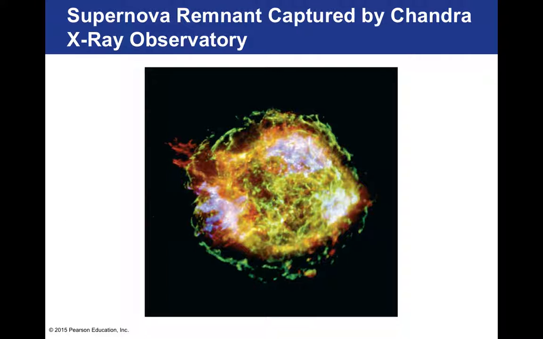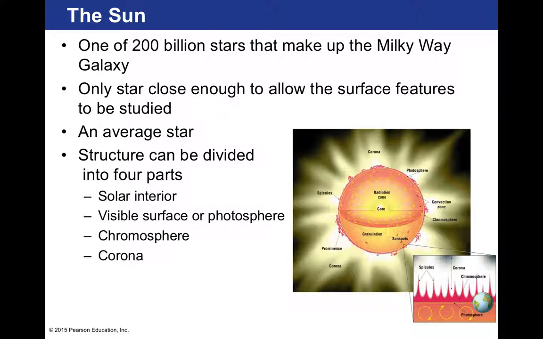And this is just a picture. It's a false color image, which means it collects data and then assigns colors to different values of the data that comes in. So it's actually not this color, but this is just a false color image of a supernova remnant that was captured by the Chandra X-ray Observatory.